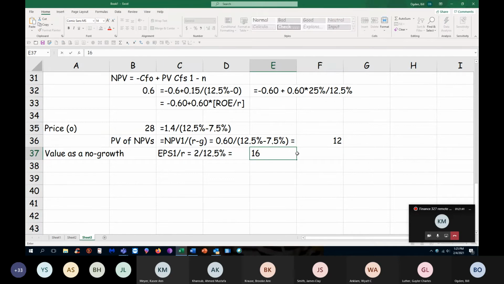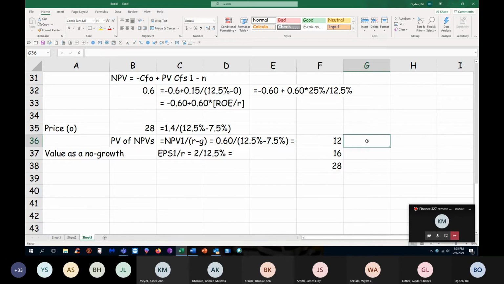Right, and I'm going to move this over so these align nicely. And so if I add these together, what do I get? There's my price. So the price has 2 components.